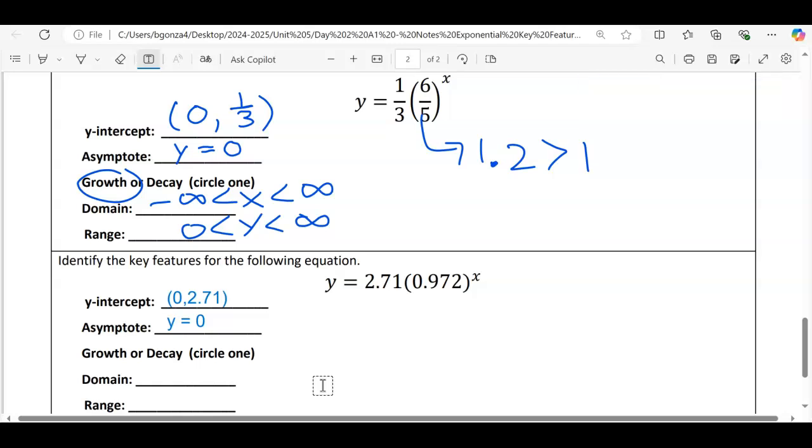Now, is this growth or decay? So look at this number in the parentheses. Is this greater than or less than 1? 0.9. Is that greater or less than 1? A little bit less, right? If it's less than 1, if that's a 0 point something, then it's decay. Okay? 0.97 is less than 1. This is a decay function. And your domain and range is going to be the same as before. Again, you're always going to have the same domain and range and asymptote.